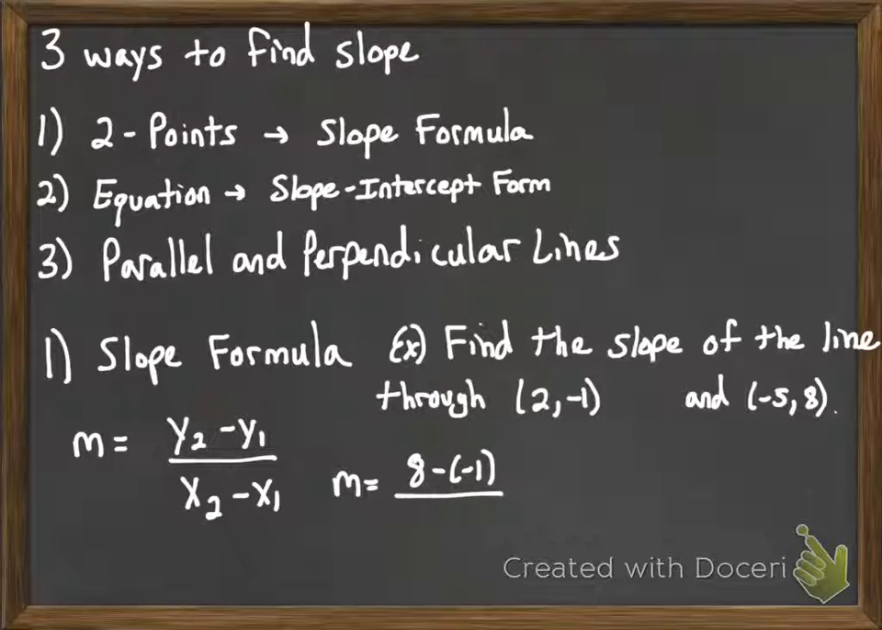So if I did, for example, y2, as taking my second point as y2, that would be 8 minus the negative 1. Then when I come to the bottom, I must use the same order. So since I took from the second point first, I have to do that again. And so I take the negative 5, it'll be minus 2, and then we simplify. 8 minus the negative 1, now you just have to be careful with the arithmetic. 8 minus the negative 1 would be 8 plus 1 would be 9. Negative 5 minus 2 would be negative 5 plus negative 2 would be negative 7.